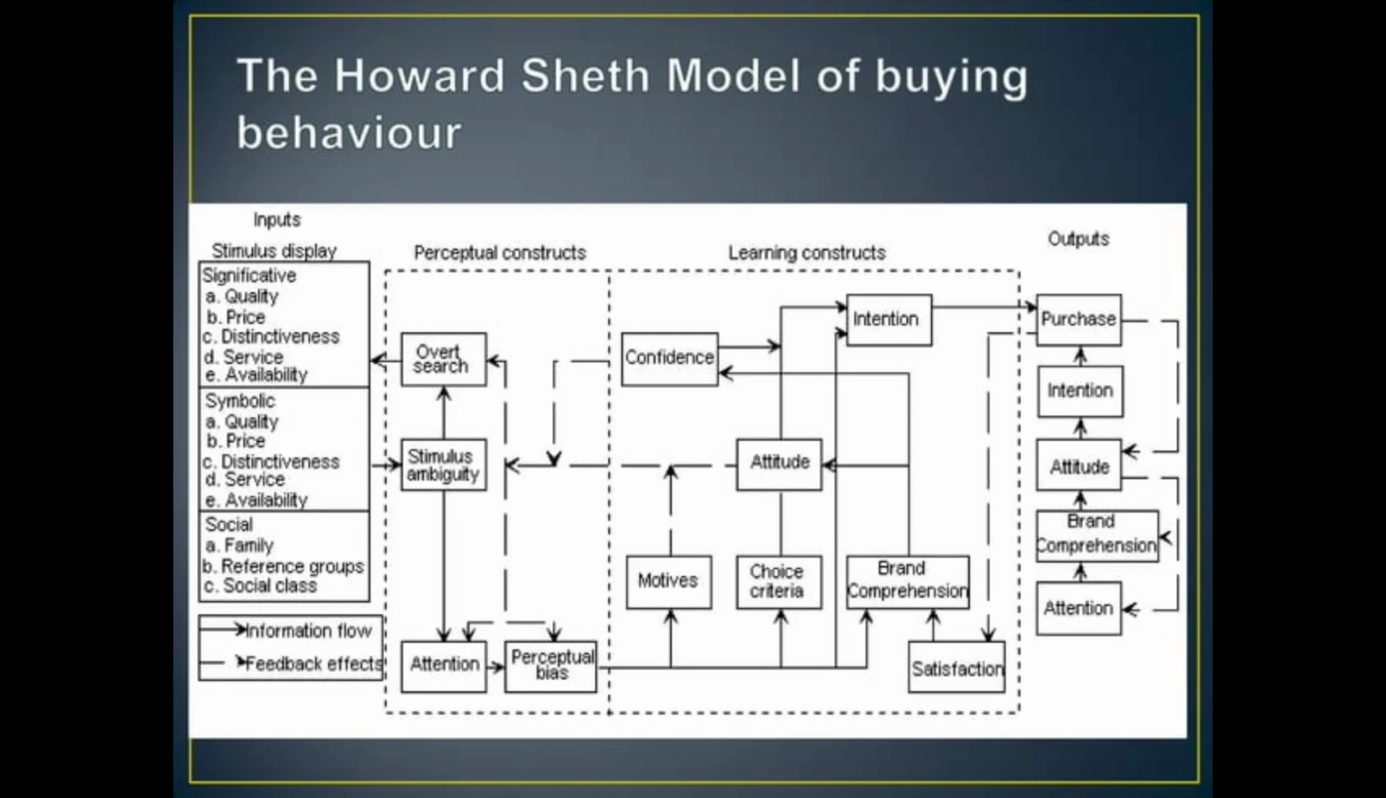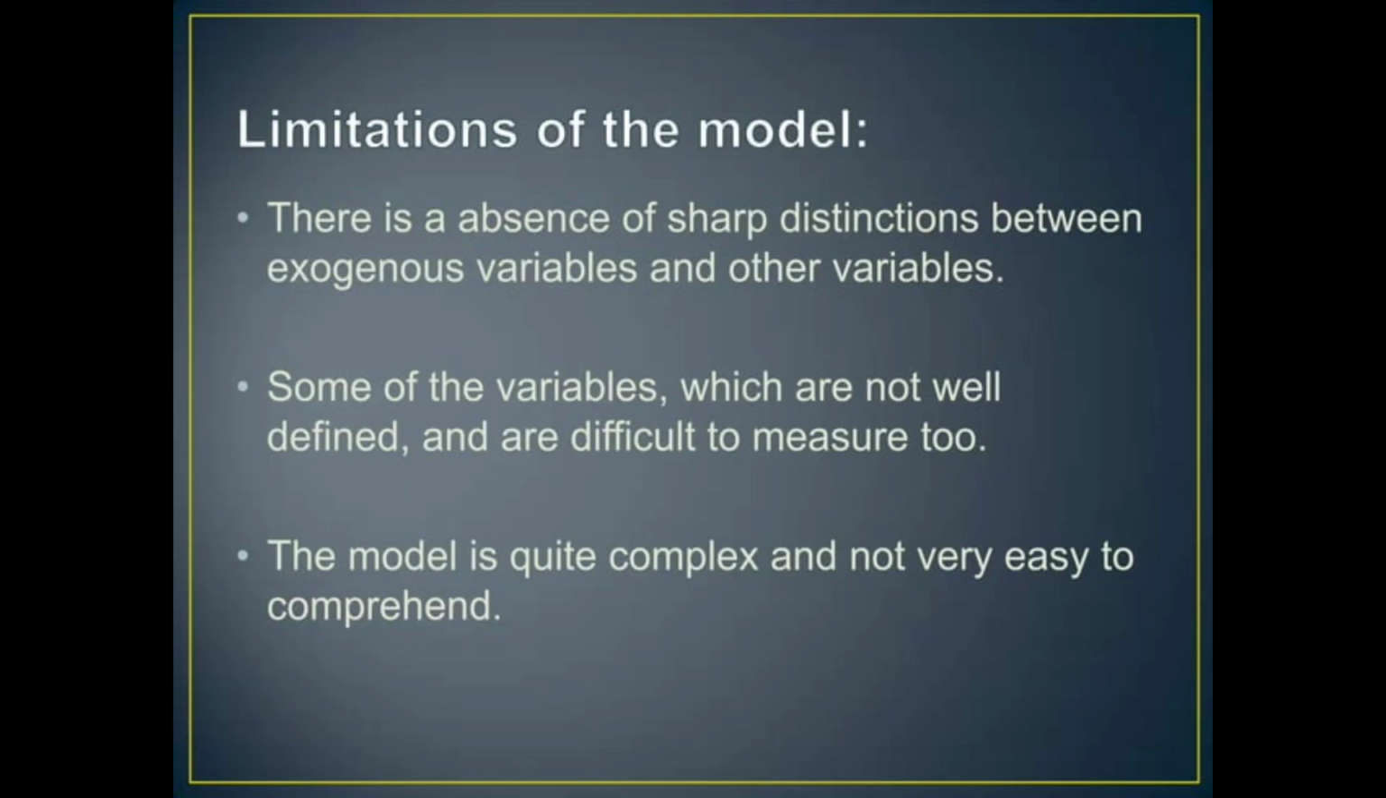Output is purchase, intention, attitude, brand comprehension, and attention about the particular product. The limitations of this model: there is an absence of sharp distinctions between exogenous variables and other variables. Some of the variables are not well defined and are difficult to measure too. The model is quite complex and not very easy to comprehend.